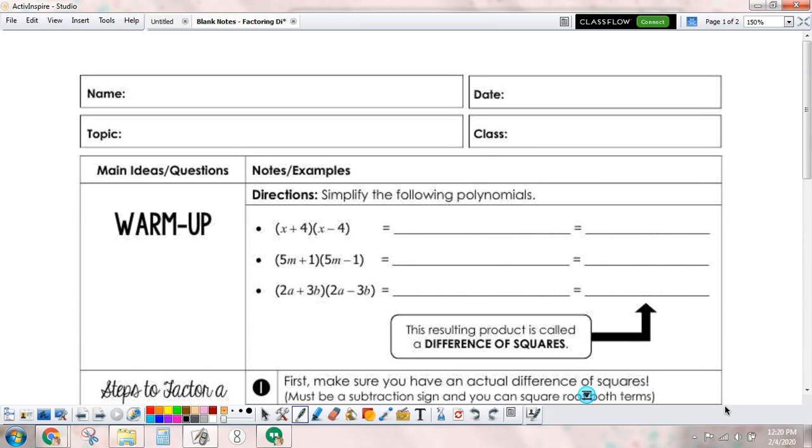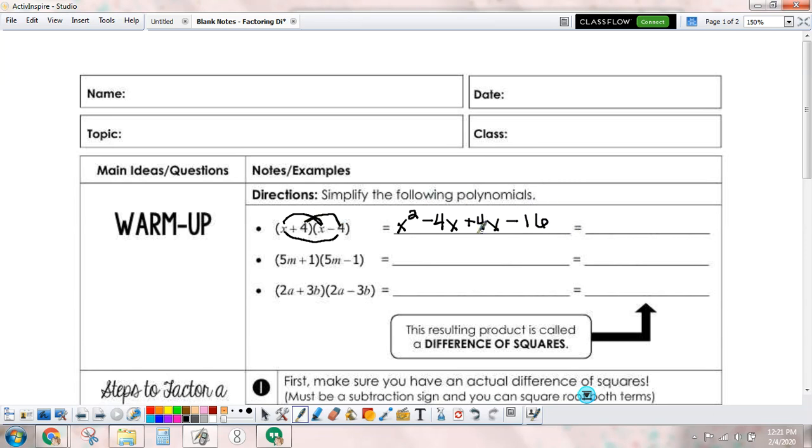So remember, when you're FOILing, you're doing your first, then you're doing the outer, then you're doing the inner, and then you're doing the last. So we're going to start by multiplying our first two parts of our parentheses. So for number 1, we're going to do our x times our x to get x squared. And then we're going to do our outer to get negative 4x. Our inner to get positive 4x, and then our last to get a minus 16.